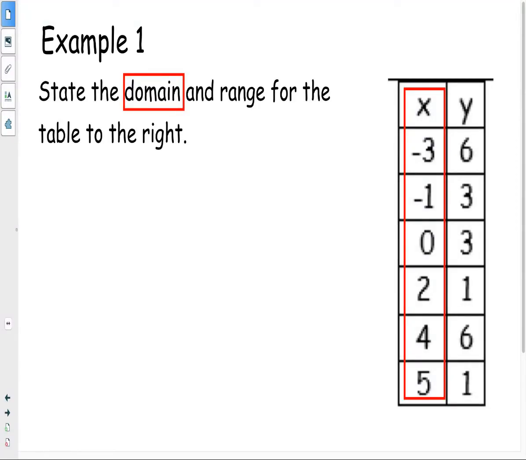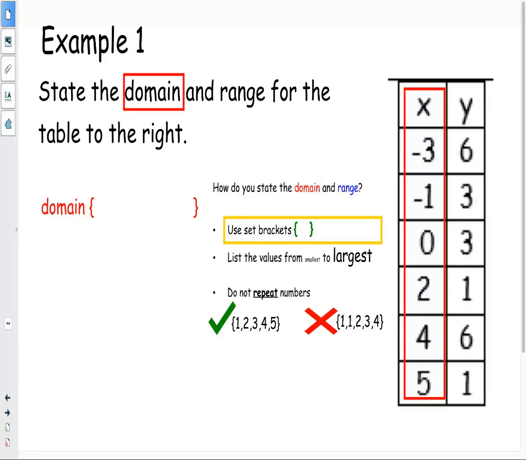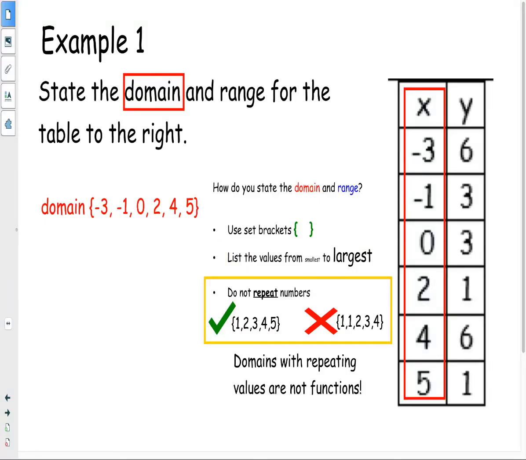Check your work. So we're following the steps. We know we have to have brackets. We know we're listing the values from least to greatest, which is usually pretty easy with your x values because they typically come in order, although you always need to check. And of course, they do not have any repeating numbers included in your domain. And then just keep in mind, if a domain did repeat, it technically would not be a function.